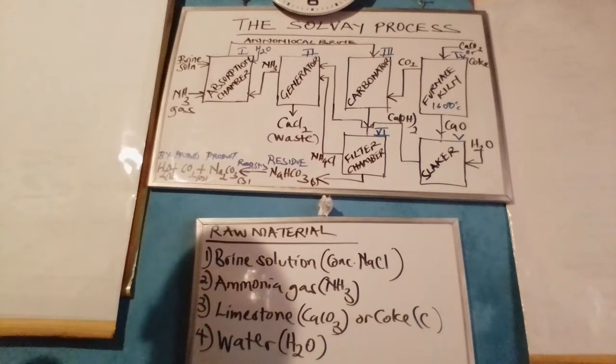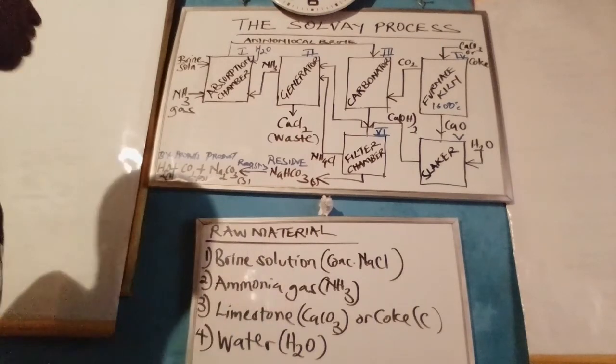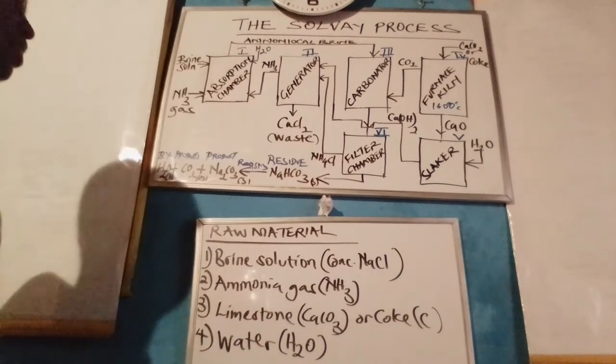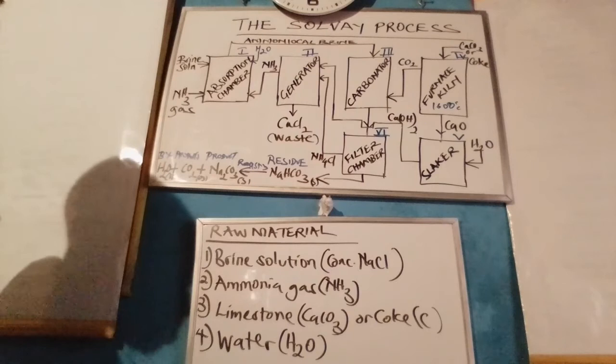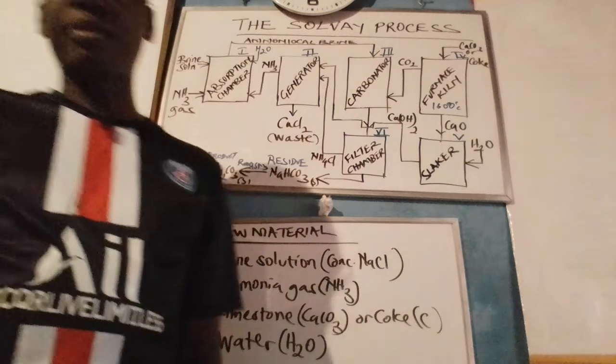The absorption chamber, as we said, is the first chamber from which the reactions begin, where a brine solution meets ammonia gas in the presence of water to form ammoniacal brine. What then is the role of sodium carbonate?